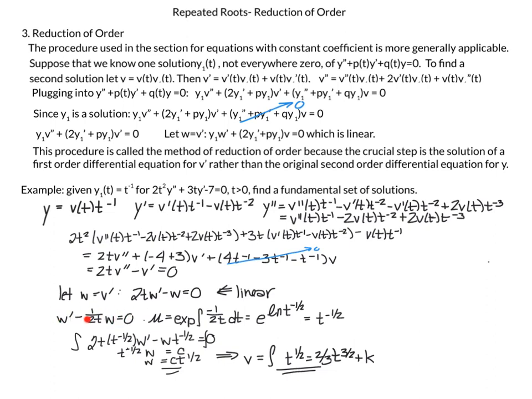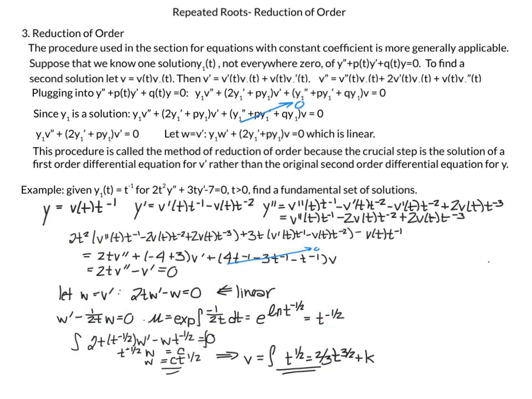To solve this linear equation, we're going to use an integrating factor, which is equal to mu equals exp of the integral of this function in front of w, which is minus 1 over 2t dt. If I integrate this, I'm going to have minus 1/2 natural log of t. So e to the natural log of t to the minus 1/2, which is equal to t to the minus 1/2. So now I can multiply my equation here by my integrating factor.